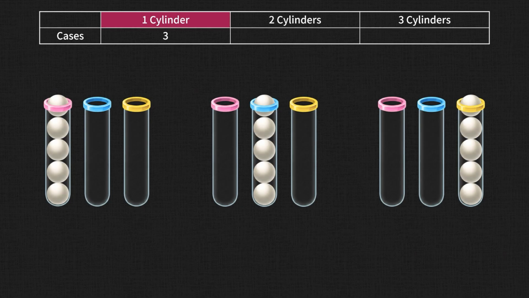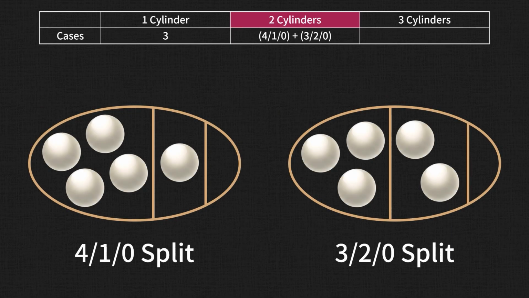We can put all 5 marbles into the pink, the blue, or the yellow cylinder. That gives us 3 obvious ways. The second case is using exactly 2 cylinders. This means we need to divide 5 marbles into 2 groups while one cylinder stays empty. There are 2 main patterns here, the 4-1-0 split and 3-2-0 split.